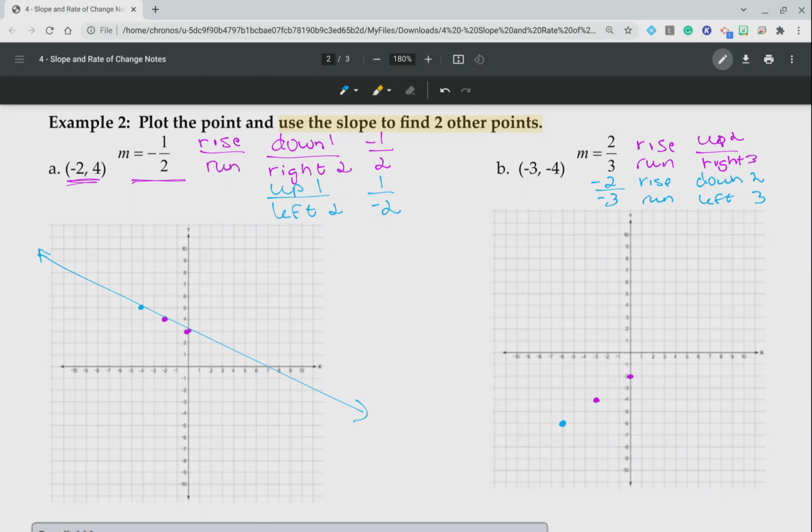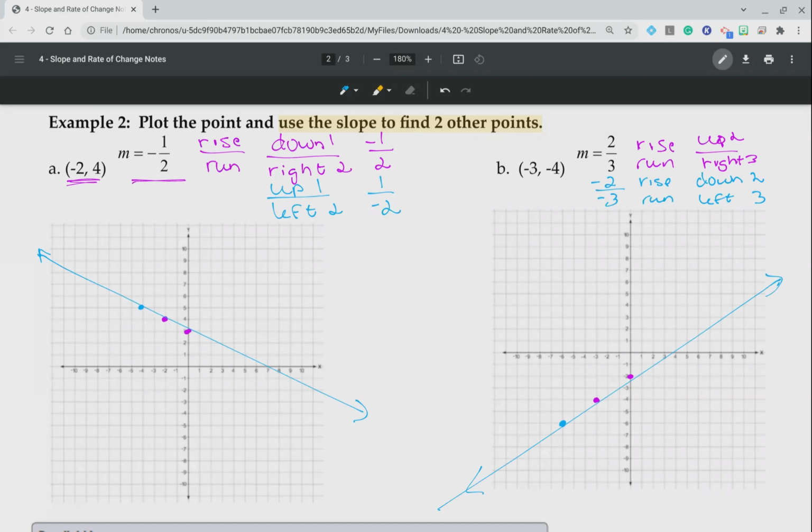Okay, now I would know if I made a mistake if that did not look like it was going to make a straight line. But that to me looks like it's going to make a nice straight line. So I'm going to connect those 3 points all the way through my graph. And there is my line.